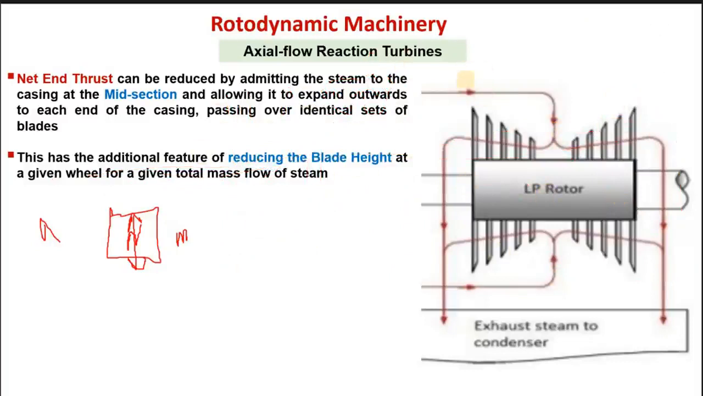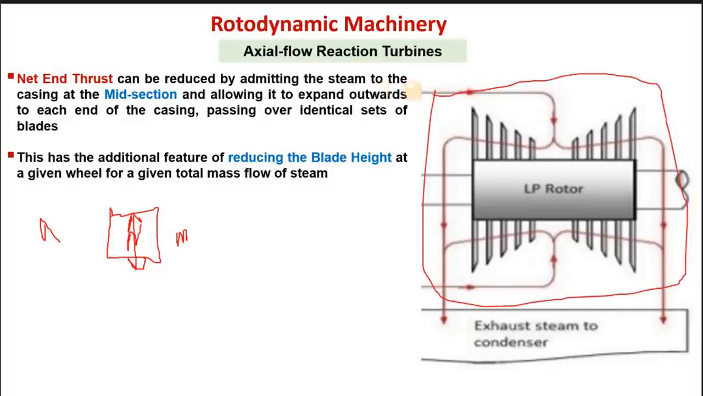Now the total mass flow rate is same. If I draw a system boundary here, this is the mass flow rate m dot, which was coming from the boiler, and it is leaving this system as again m dot, right? So this m dot was divided inside the system into two halves. It was m dot 1 and m dot 2. So for this system boundary, the same m dot is entering and the same m dot is leaving, right?